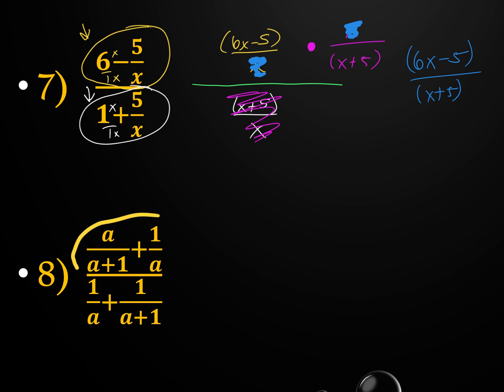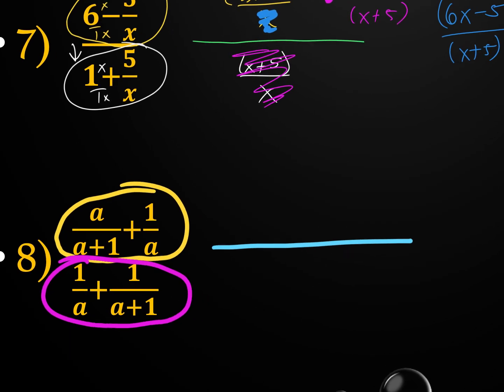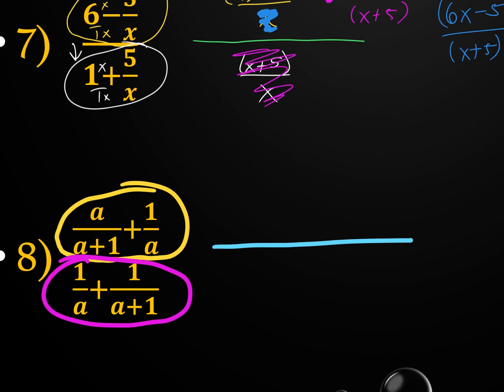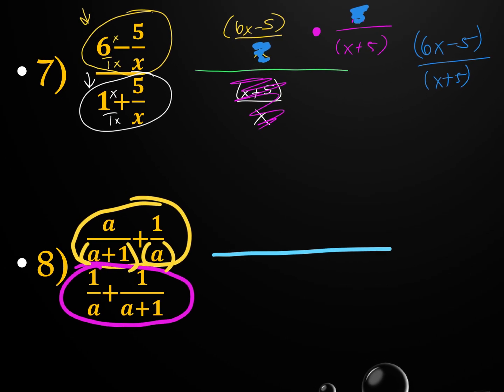Circle your numerator. Circle your denominator. Deal with each of them separately. Remember, guys, this is a plus 1, and then this is a. So what is going to be a common denominator between a and a plus 1? Those are two completely different denominators, guys. You can't just add a plus 1 to something. A plus 1 is stuck together. The other denominator is a.